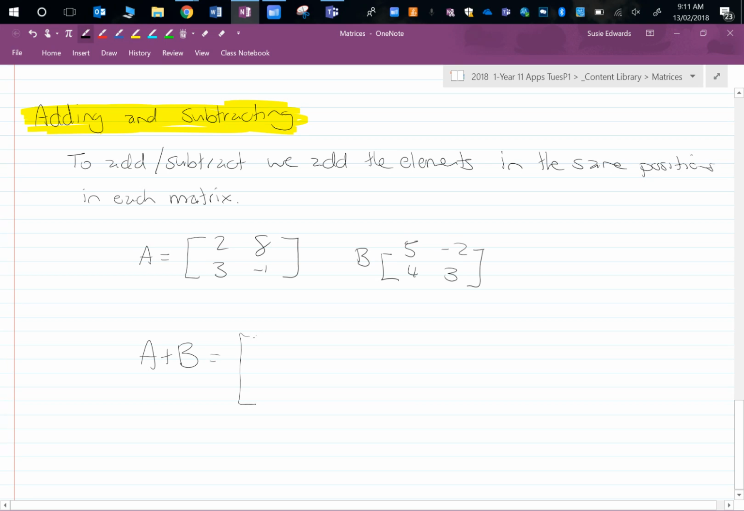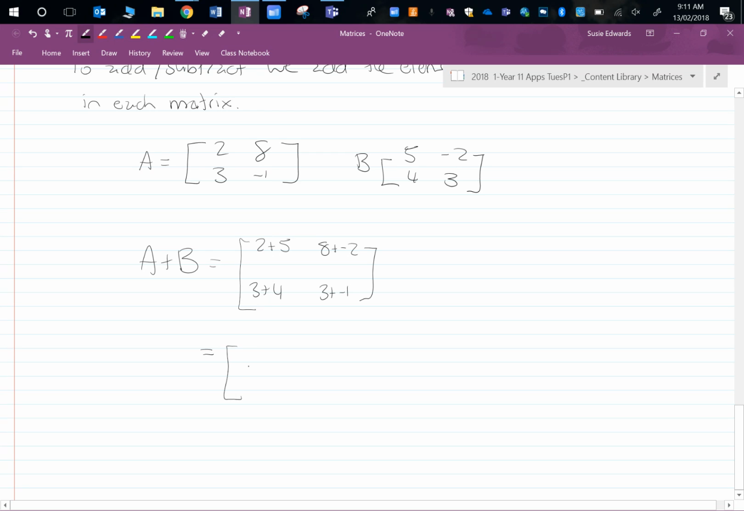We say 2 plus 5, 8 plus negative 2, 3 plus 4, 3 plus negative 1. Everyone see how, and so our solution would end up being 7, 7, 6, 2. So you wouldn't have to write that. That's not like working out or anything. I'm just trying to, in your notes, be able to show you what you're doing. All good?